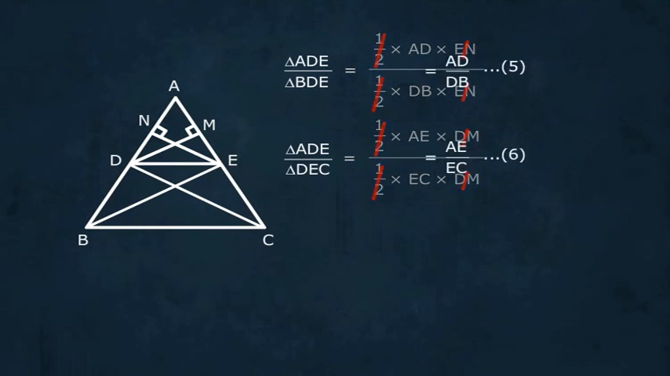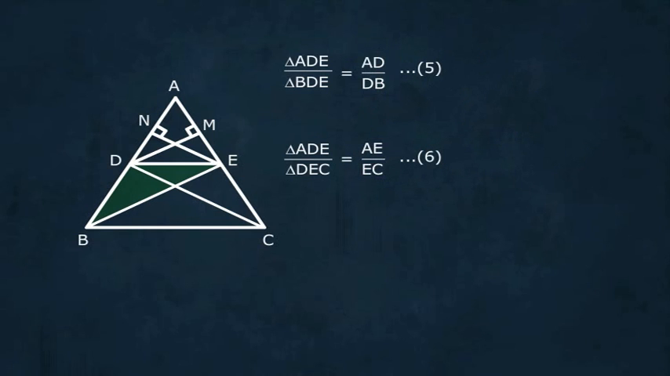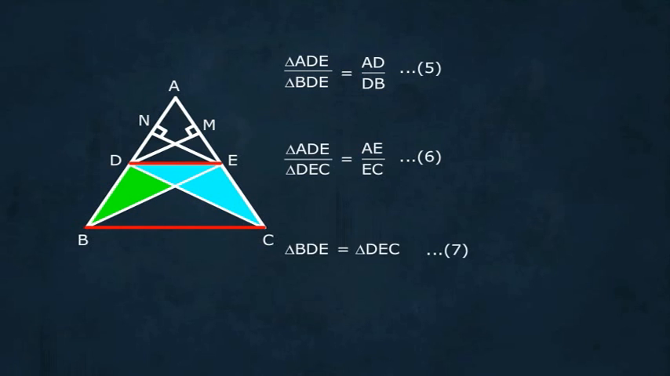Now look at the figure. Do you see that triangle BDE and triangle DEC, they are on the same base, that is DE, and they are also between the same parallels, BC and DE. Same base, between the same parallels, areas have to be equal. So area of triangle BDE is equal to area of triangle DEC.